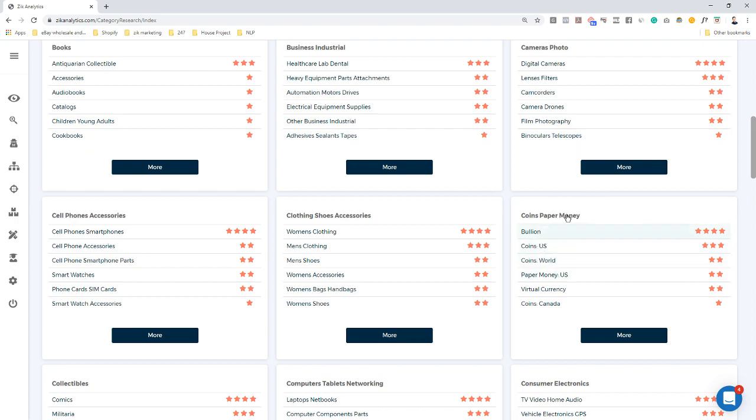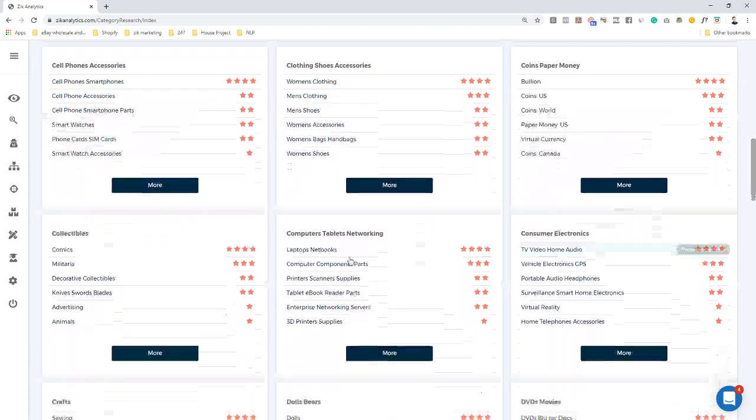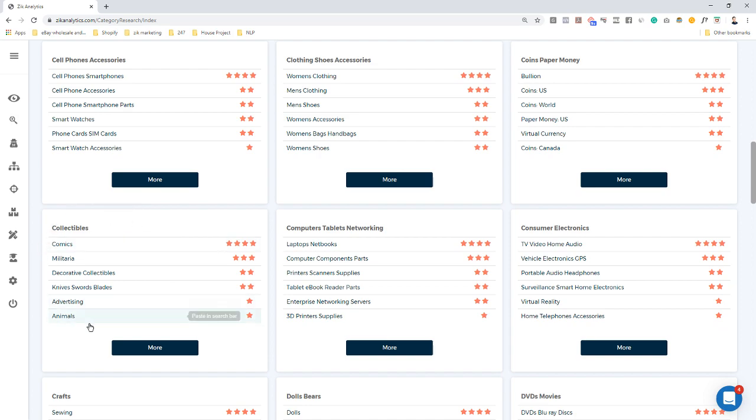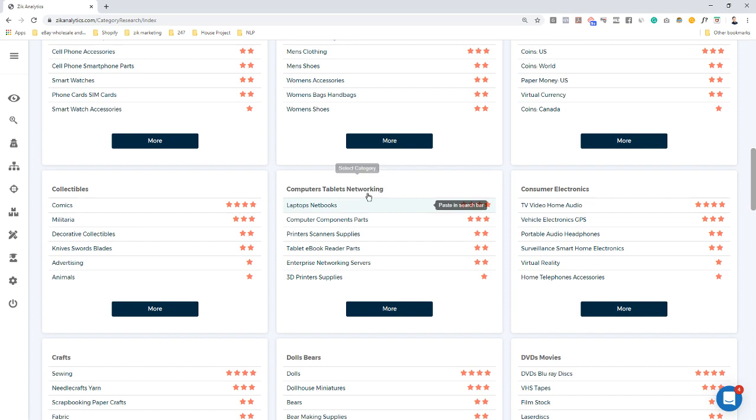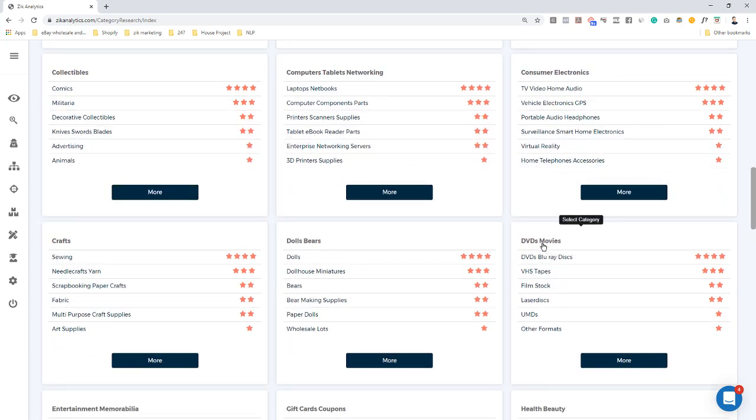Coins, paper, money, I completely ignore this category. Collectibles, I personally completely ignore this category. Computers, tablets, networking, and the sub-niches is also a good category to find some products. Consumer electronics, also a good category. DVDs, movies, I personally ignore this category completely, but you can use it if you have some products at home.